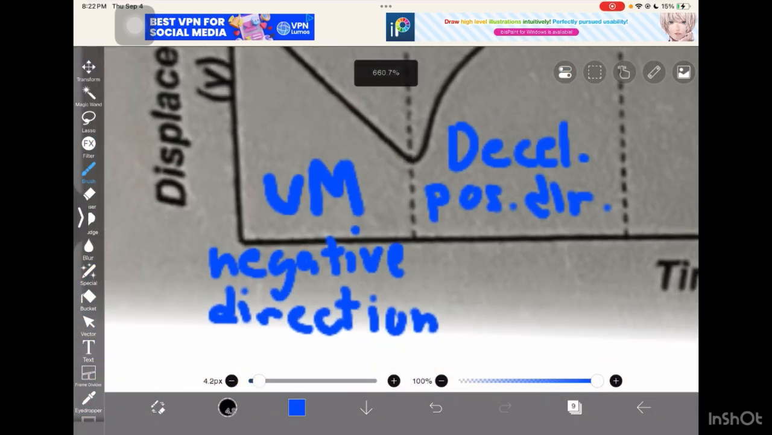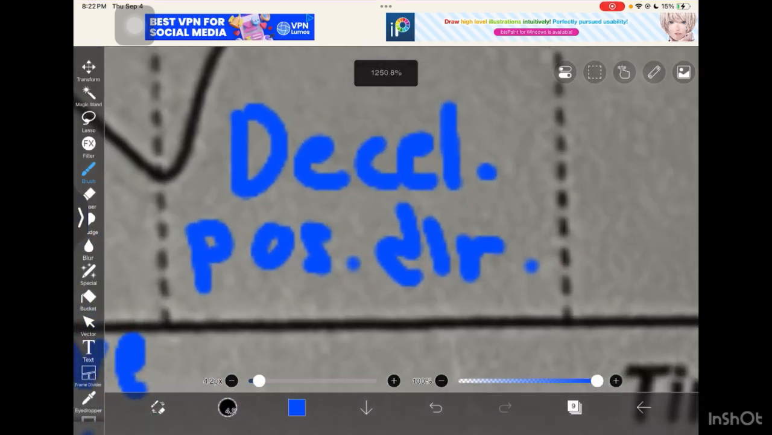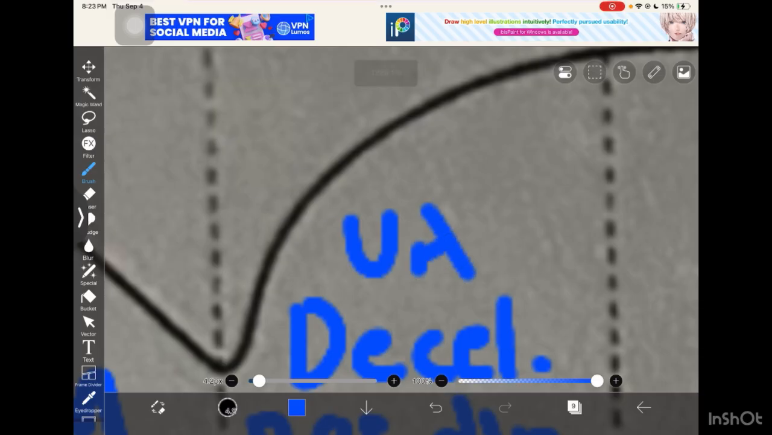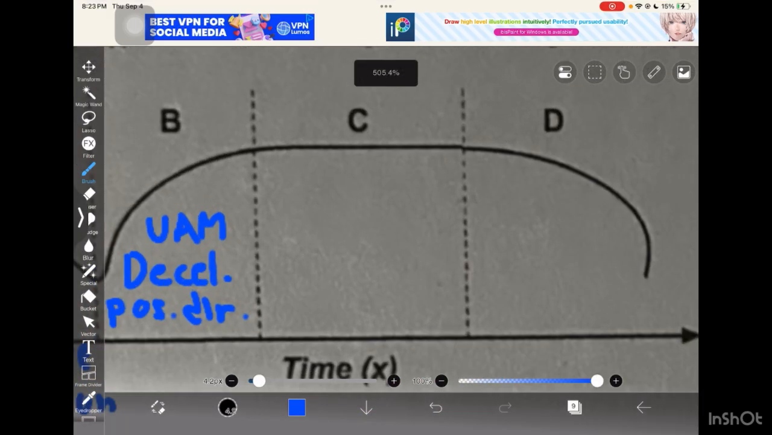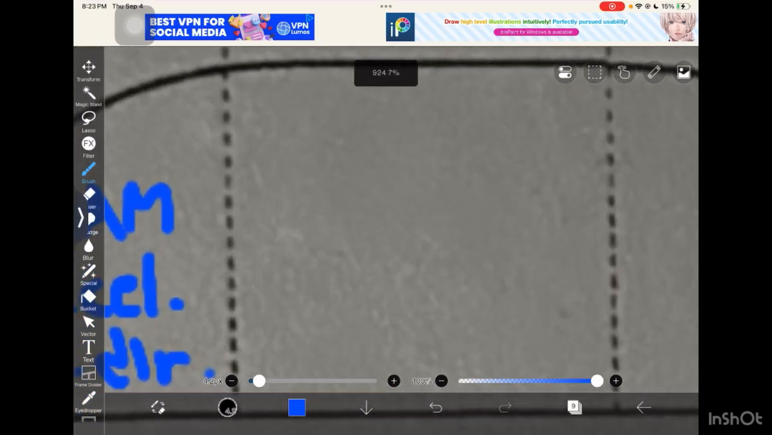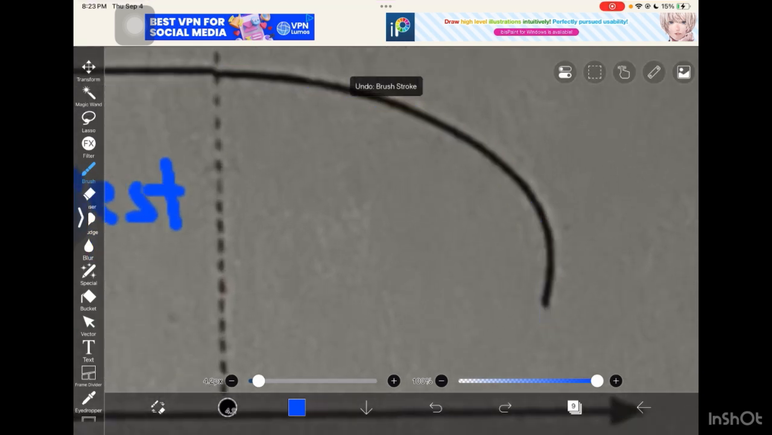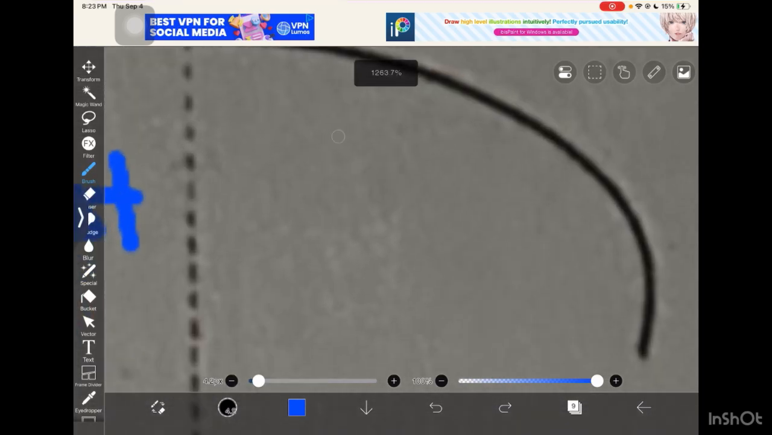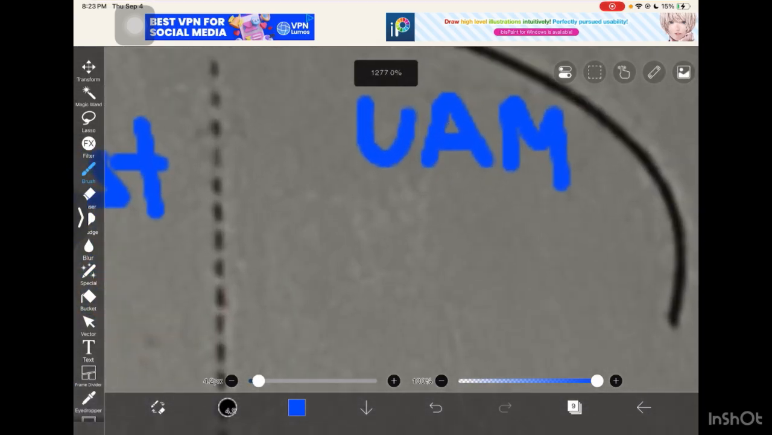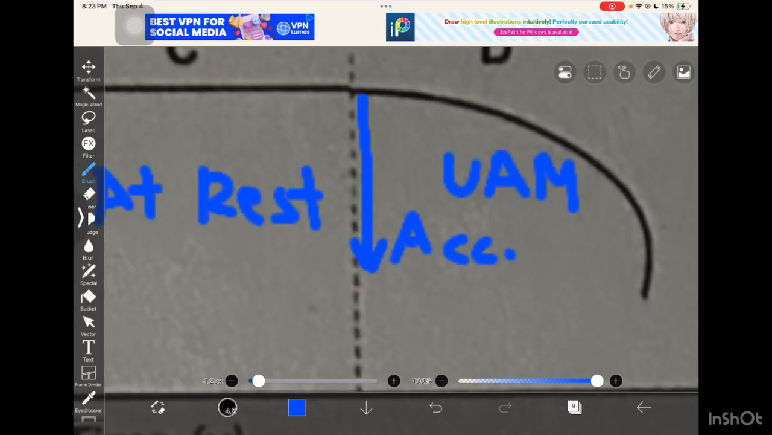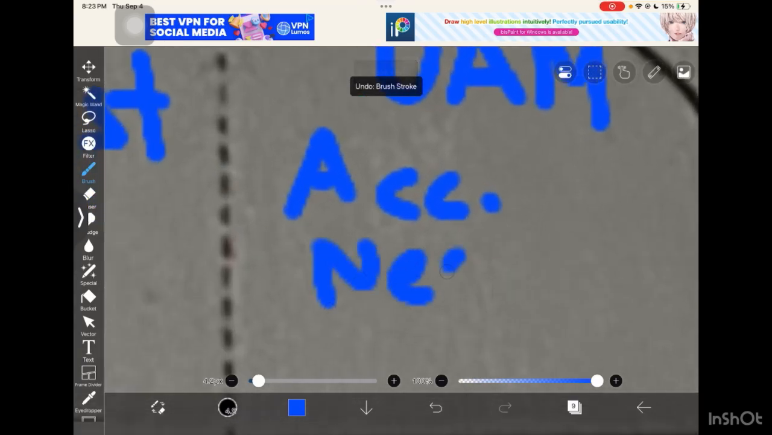So it's decelerating in the positive direction. So this is UAM. The third part, it's flatlined. It's completely flat, so that's just at rest. For the fourth one though, it starts flat but crashes all the way down to steep. So it's starting slow, but it's going faster, faster, faster. So once again, this is UAM because of the curve. But this is accelerating. And since displacement's going down, this is negative direction.